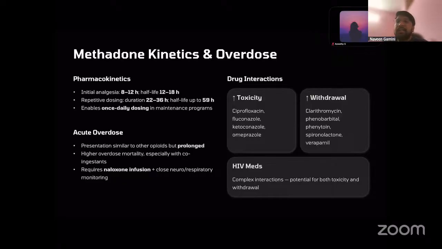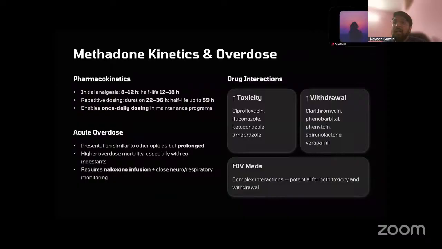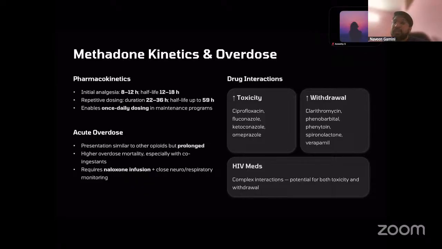Next, regarding overdose, if there's a methadone overdose, it will be similar to other opioids. But here, as we know, the half-life is prolonged, so prolonged dose effects will be seen. And there's a higher overdose mortality because there will usually be co-ingestions. In treatment of methadone overdose, we require naloxone infusion and definitely close neurorespiratory monitoring. As it has a long-acting duration, infusion is advised.